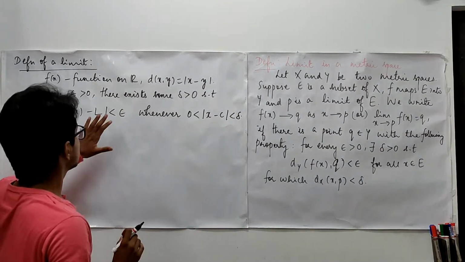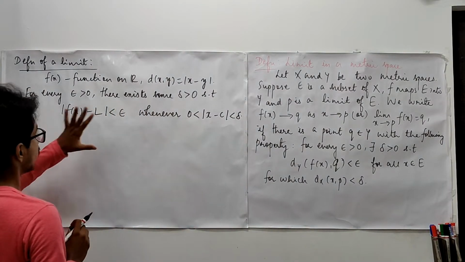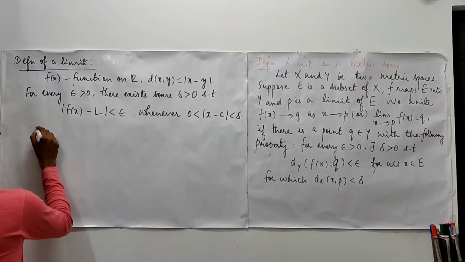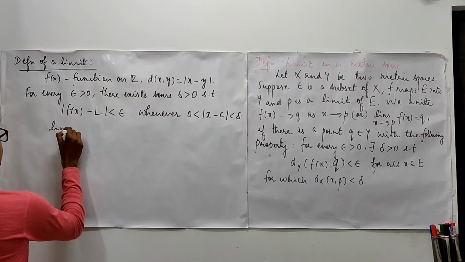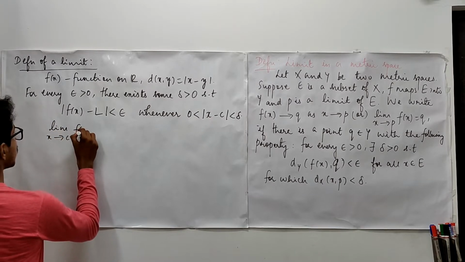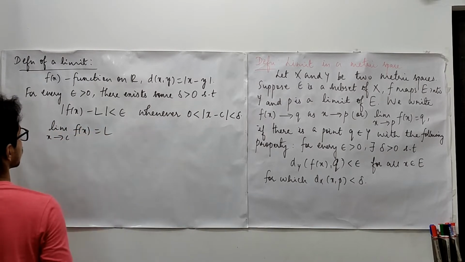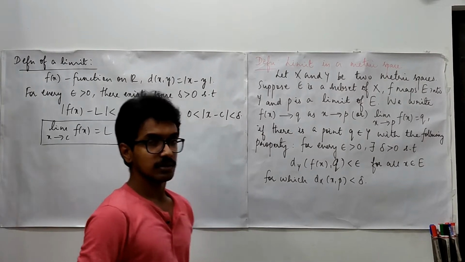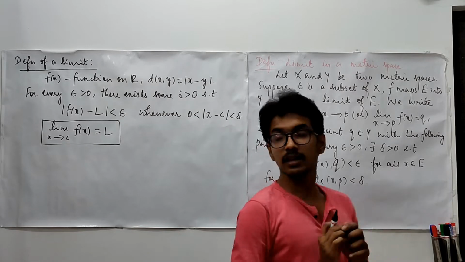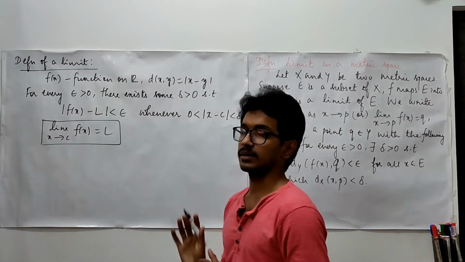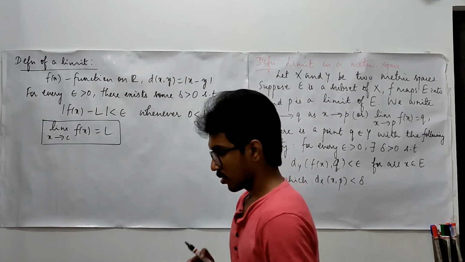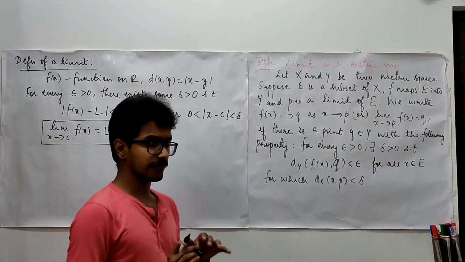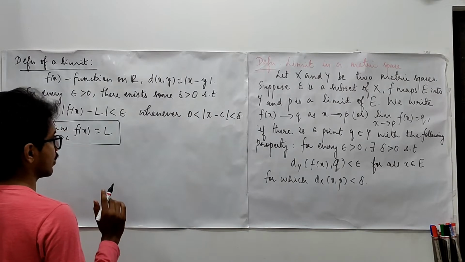What is this? This is the definition of a limit for the case: limit x approaches c of f of x equals L. We will say the limit as x approaches c of f of x is L if these conditions hold. I think we have seen some examples in the previous lecture itself. Now let us do some more examples.